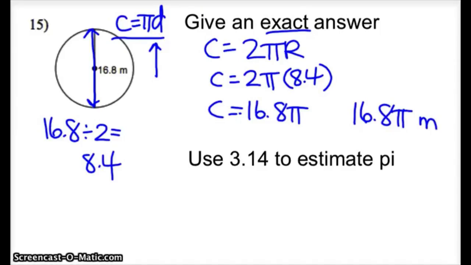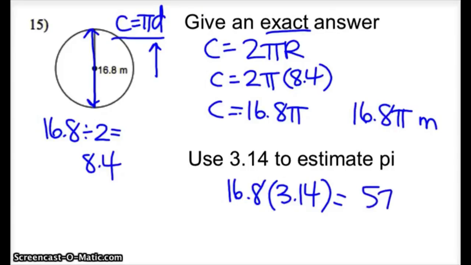Using 3.14, I'm just going to take 16.8 and I'm going to multiply it by 3.14, and my final solution is going to be 16.8 times 3.14, sorry, I'm using my calculator, 52.75. And there's actually a 2 right here, but I'm going to round to the nearest hundredth and leave the 2 off. So 52.75 meters.